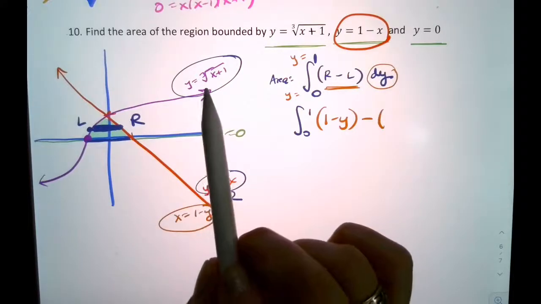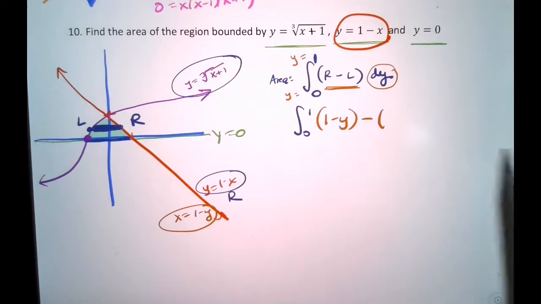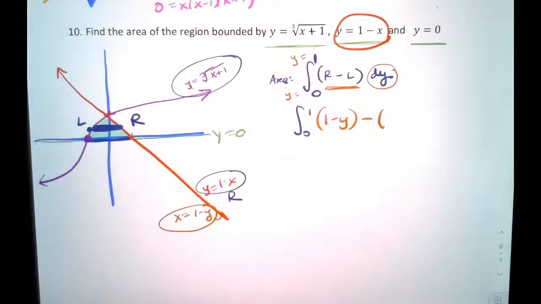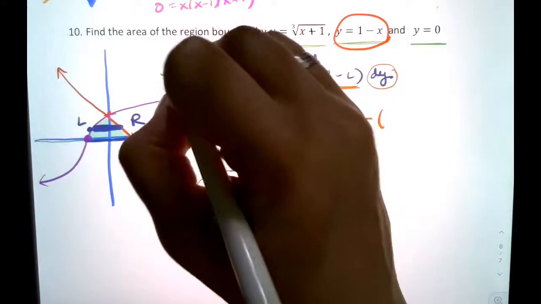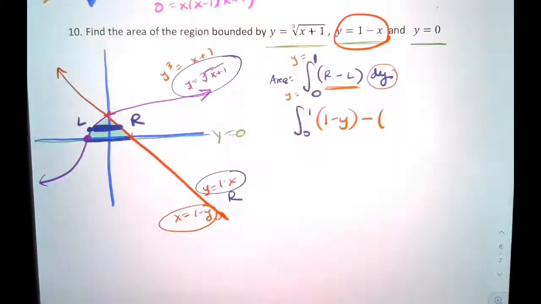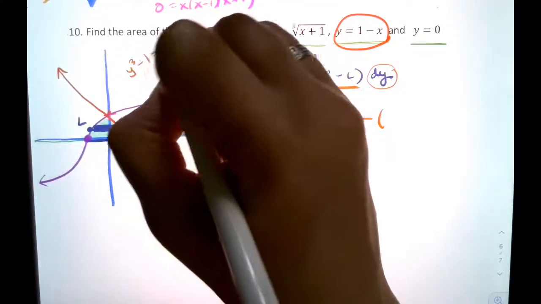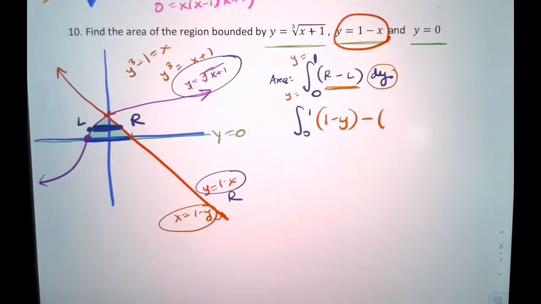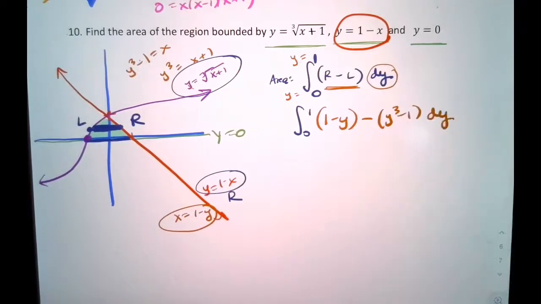Same thing over here. I can't just put the cubed root of x plus 1 in here. I have to have x as a function of y, which means I have to get in here with my algebra skills and say, I want to get rid of that cubed root. I'm going to cube both sides. And then again, I'm solving for x. Subtract 1 from both sides. So instead of saying y equals the cubed root of x plus 1, I'm going to say, well, x is a function of y. x is y cubed minus 1 dy. Okay.